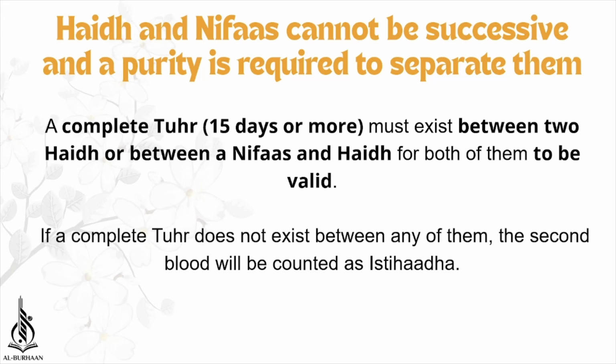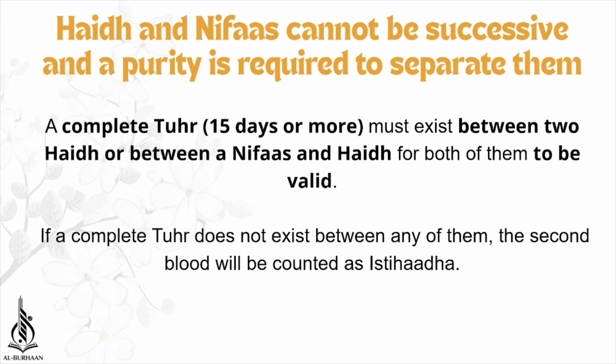So a complete tuhar, which is 15 days or more, must exist between two hays, or between a nifas and a hays, for both of them to be valid. So she had a spotting of 10 days. The blood that flows thereafter will fall into the tuhar period. The ruling of the blood in that tuhar period will be istihaadhah. If a complete tuhar does not exist between any of them, the second blood will be counted as istihaadhah.